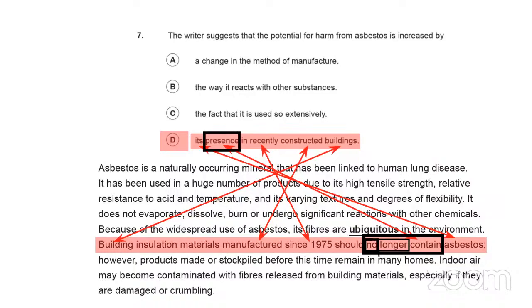Because yeah, I explained already, right? Because in the option it says presence, and in the paragraph it says no longer contain asbestos after 1975. So I have mistaken it, and I think now the answer should be B. No, that's end. Okay, the first thing we are bothered about is eliminating D.